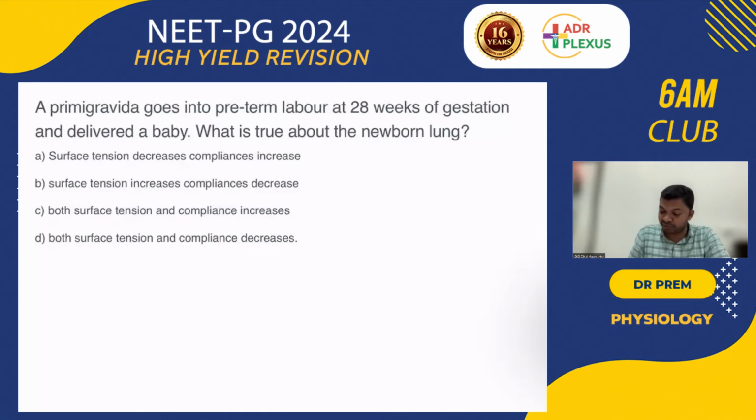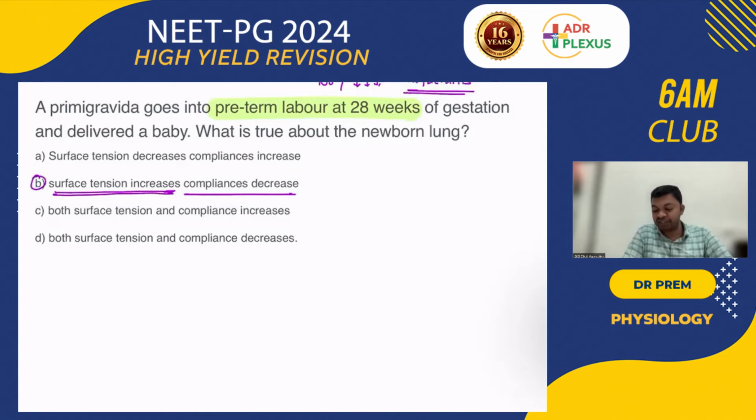Very good, guys. Beautiful. It's a preterm labor at 28 weeks. So this itself will make it very clear that there is going to be extremely less amount of surfactant. So without surfactant, obviously, there is going to be increased surface tension. All right. And because of lack of surfactant and in the presence of air, the lung is going to be very difficult to inflate as well. And hence the compliance decreases. So option B is the right answer for this question. Surface tension increases and compliance decreases. Very good, guys. Brilliant. Awesome.